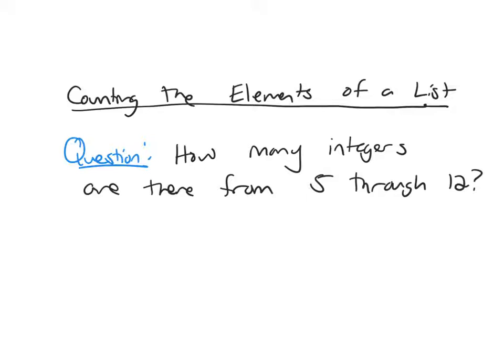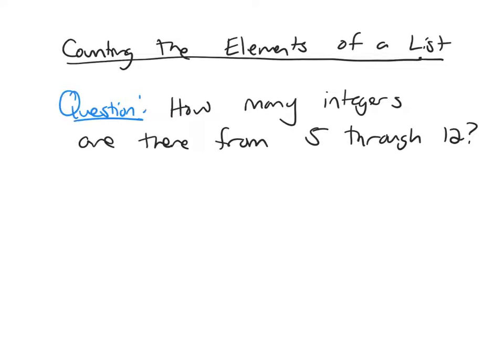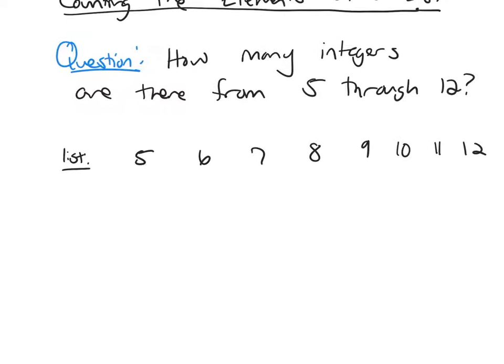So take a minute and answer this question. How many integers are there from 5 through 12? Well, let's list out these numbers. So you'd start at 5, 6, 7, 8, 9, 10, 11, and 12. And then once you have them listed out, you would count them in order.